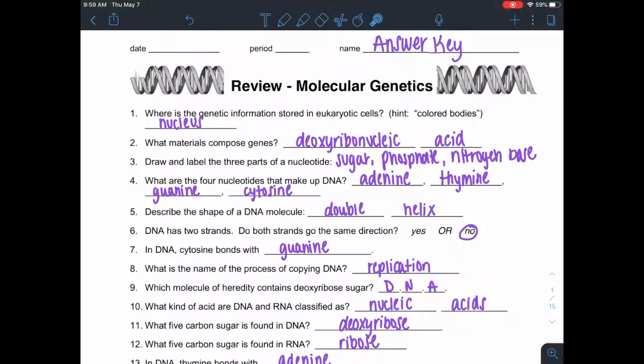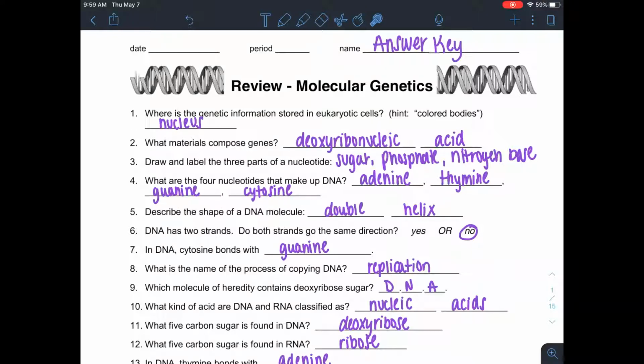For number 3, I didn't draw it here just for the sake of space, but there are basically 3 parts of a nucleotide. We've talked about this quite a few times. You've got your sugar, whether it is the deoxyribose or the ribose sugar, you've got your phosphate group, and you've got your nitrogen base. Now, there are 4 nucleotides that make up DNA. We have adenine, thymine, guanine, and cytosine, and we've shortened them by just calling them A, T, G, and C.